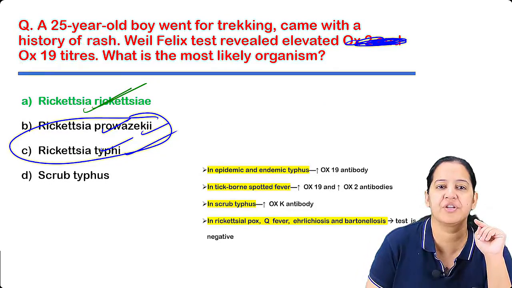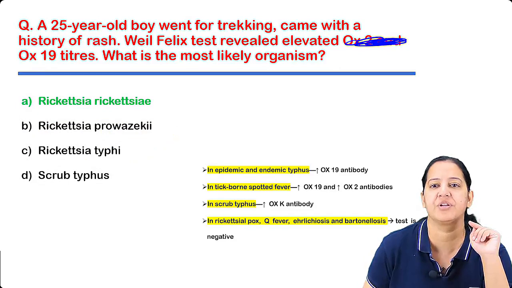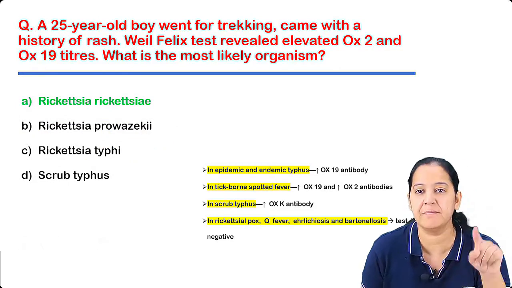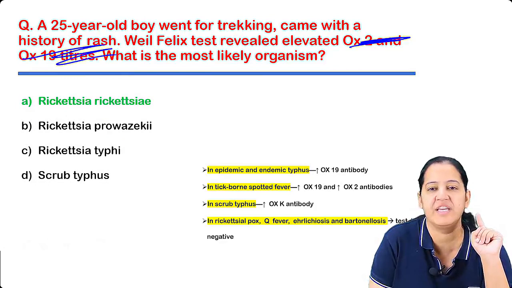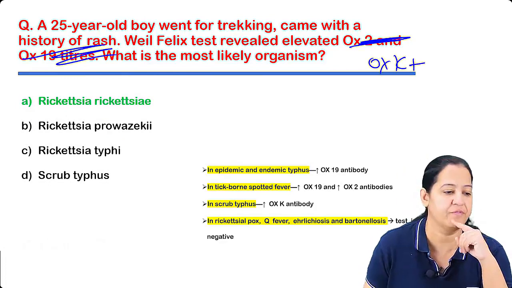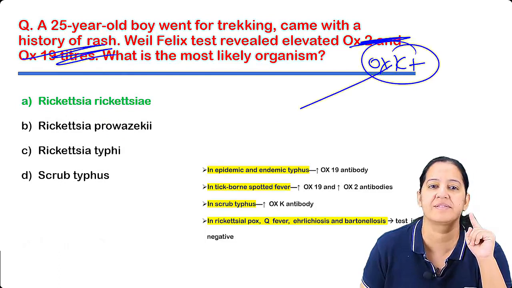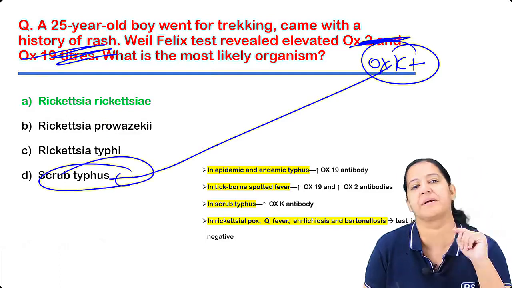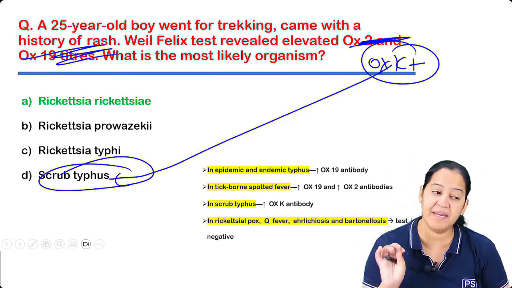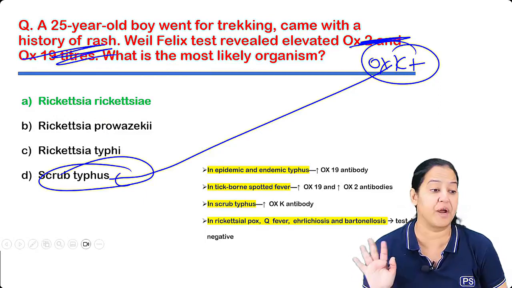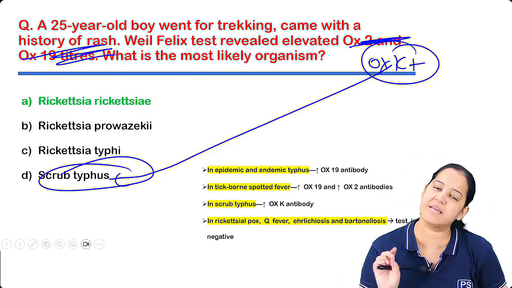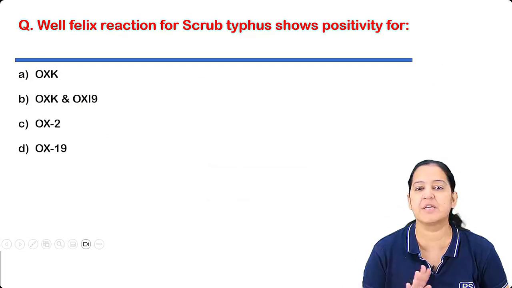I'm changing the question again, people. I'm giving you in the question not 2, not 19. It is OXK positive. What is your answer in that case? OXK is positive in only one, scrub typhus. In that case, your answer will become scrub typhus. So you get many questions on the Weil-Felix test. Don't ever try to forget. If you don't change the sequence, everything is very good. And if you change the sequence, you will be in trouble.